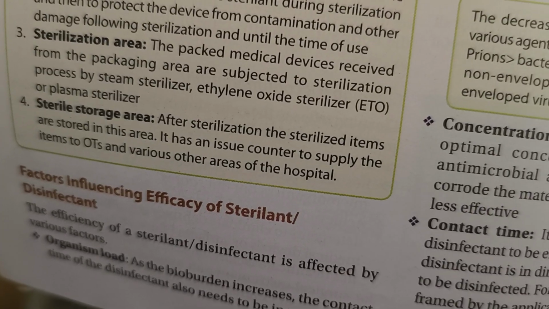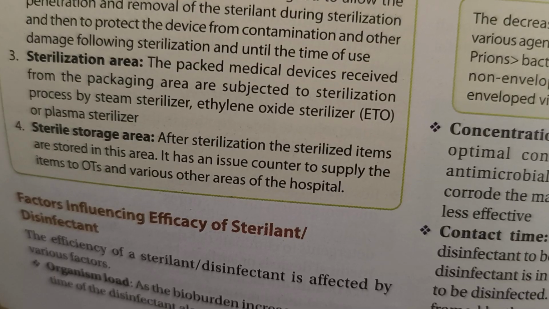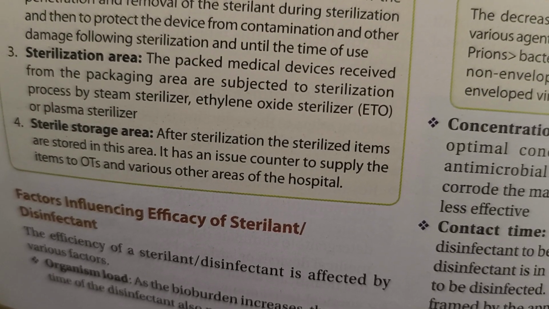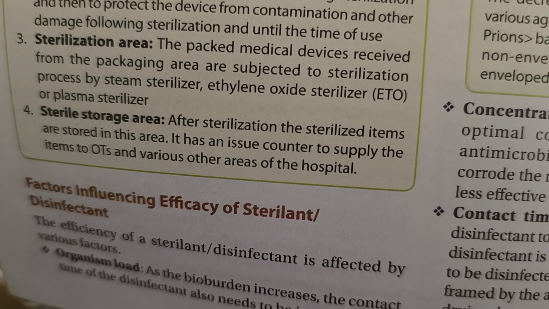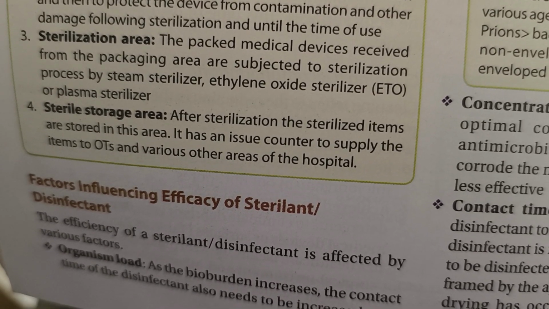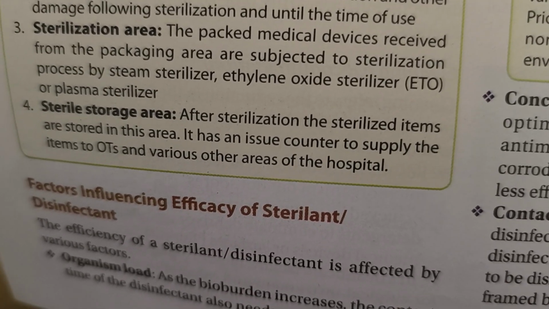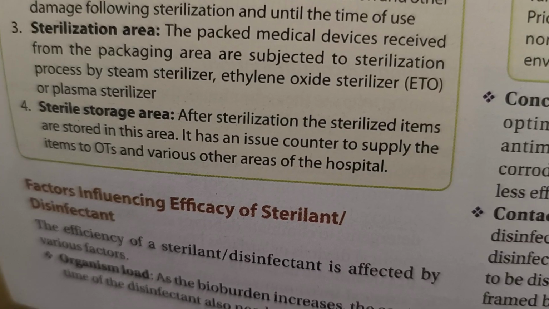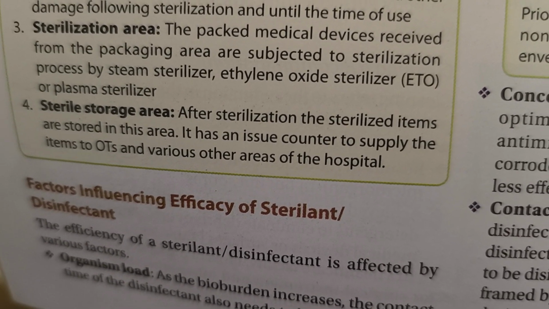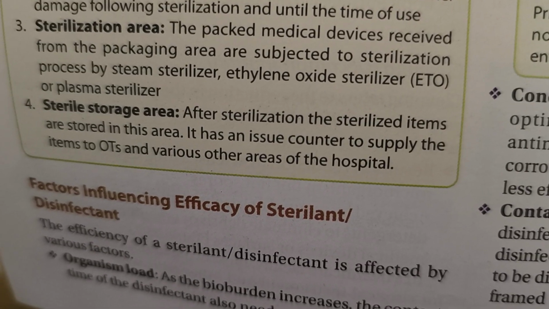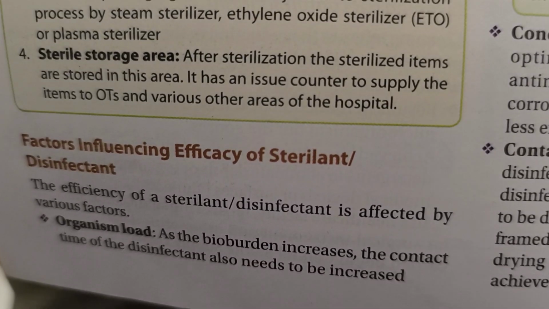Then the sterilization area. The packed devices received from the packaging area are subjected to sterilization process by steam sterilizer, ethylene oxide sterilizer or plasma sterilizer. Sterile storage area. After sterilization, the sterilized items are stored in this area. It has an issue counter to supply the items to operation theater and various other areas of the hospital.